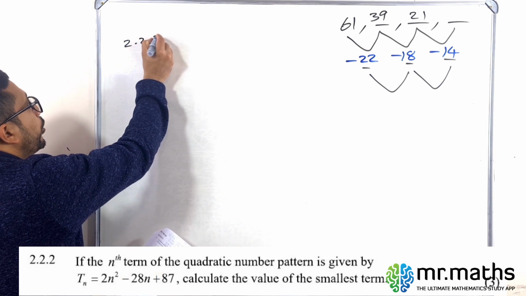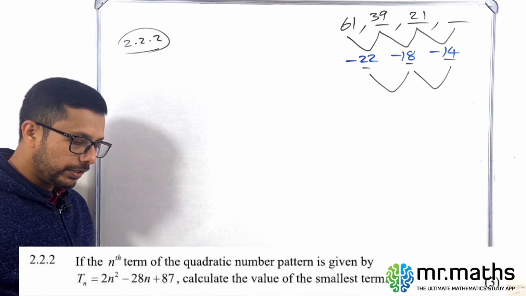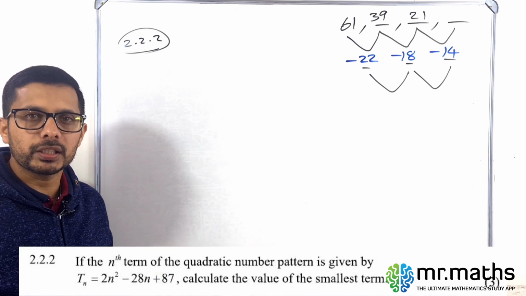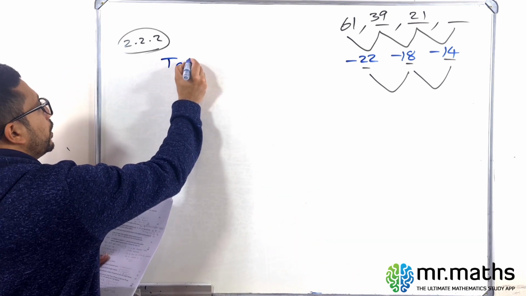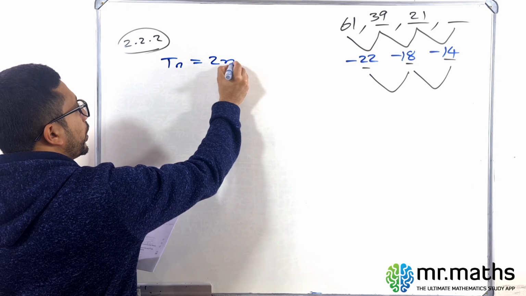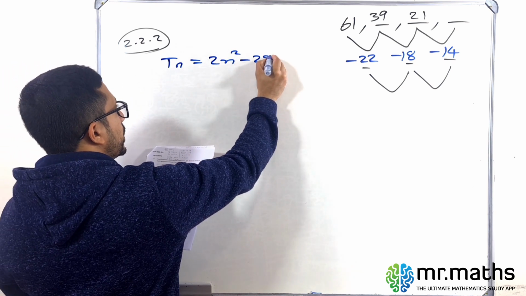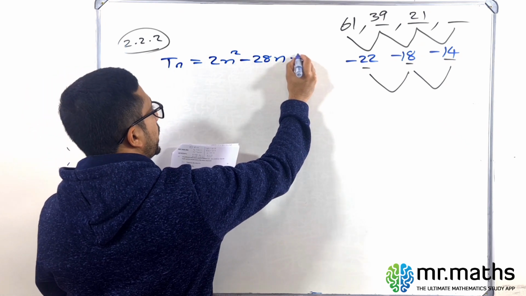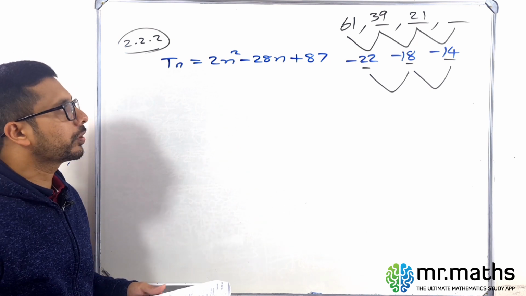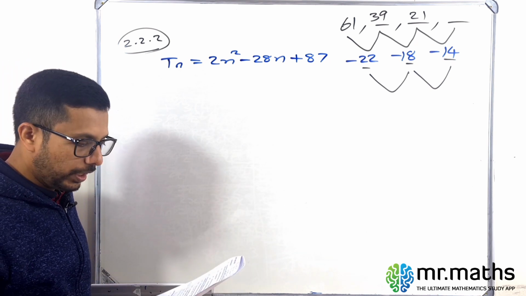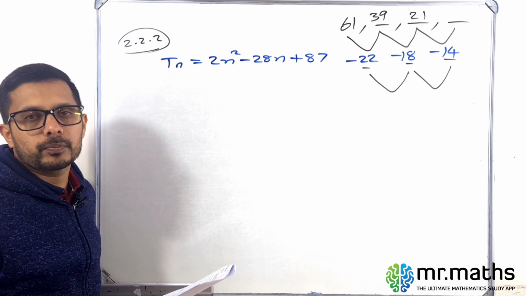Question number 2.2.2. If the nth term of the quadratic number pattern is given by, so in this question we don't want to find the nth term, it is directly given. What is the nth term given? Tn is equal to 2n squared minus 28n plus 87. So the nth term is directly given. Now what is the question? Calculate the value of the smallest term.